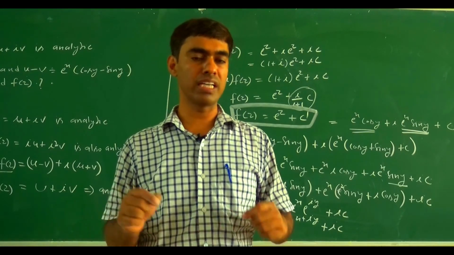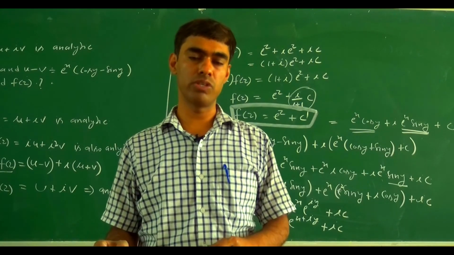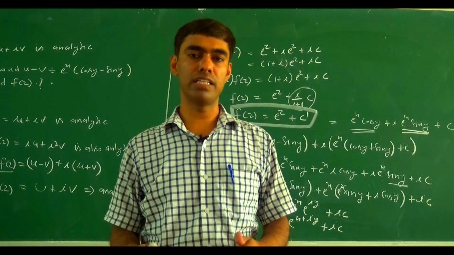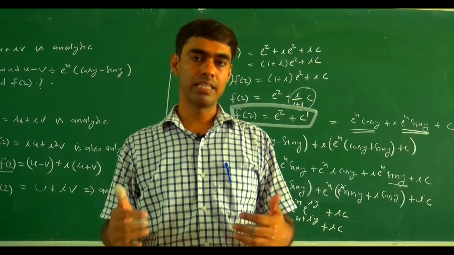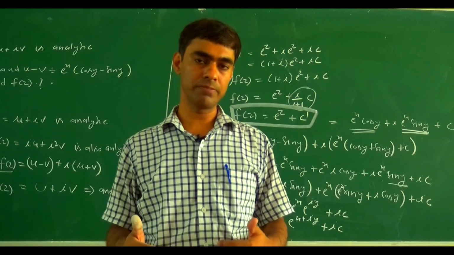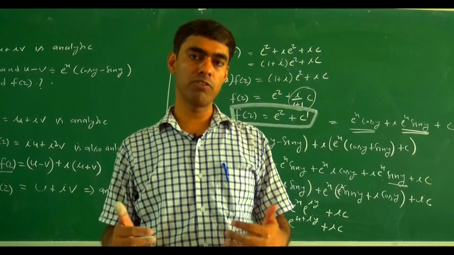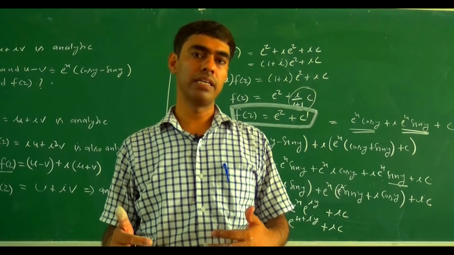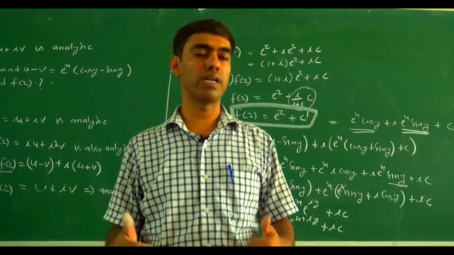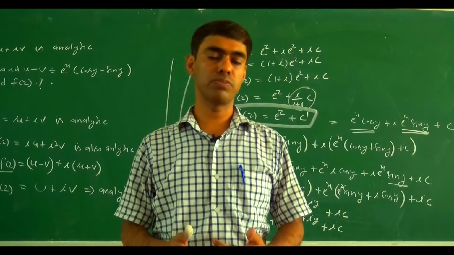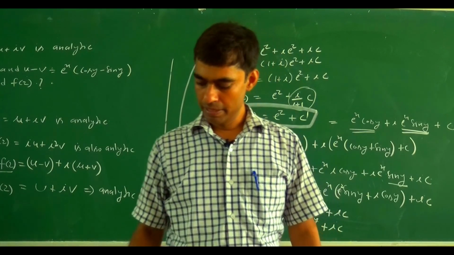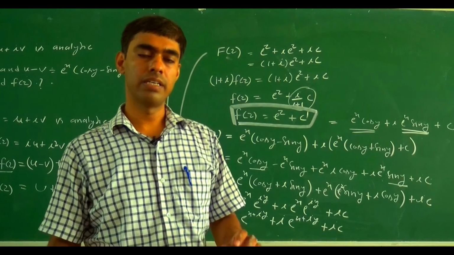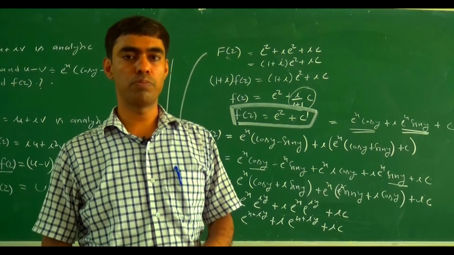Then capital U and capital V are harmonic conjugates. U is already given, then we find the value of V. Once we find the value of capital U and capital V, then we find the value of capital Fz. Once we find capital Fz, then we find small fz by dividing by 1 plus i. Once we find small fz, then by equating the real and imaginary parts, we find the real and imaginary parts of small fz equals u plus iv.